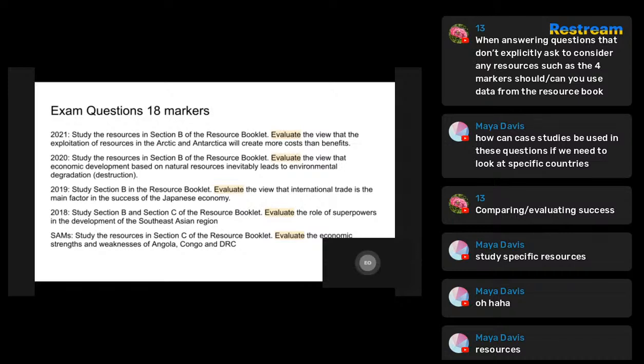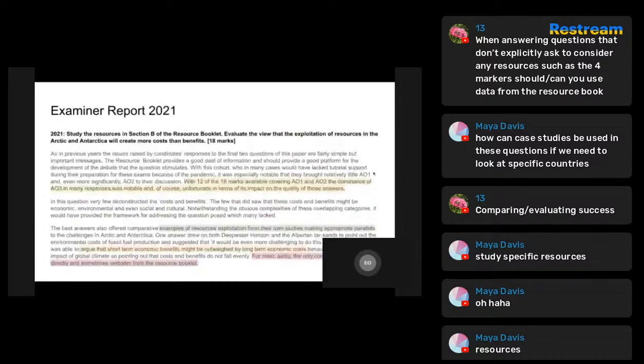Good question, number 13. I'm going to talk about that in a lot more detail in the next couple of slides that we're going to cover in this session. So here's the examiner report, taken out a subsection. You don't have to read all of this.